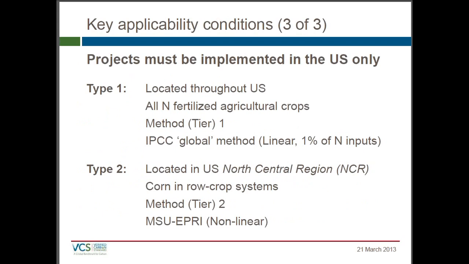North Central region. Those are 12 states encompassing the Midwest and beyond. And here, we're talking about corn in row crop systems, corn in rotation with other crops in these row crop systems. And they would use what we call Method 2 or Tier 2, which is the MSU EPRI derived nonlinear relationship between N rate and N2O emissions. And I'll show a little bit more about this on the next slide, please.